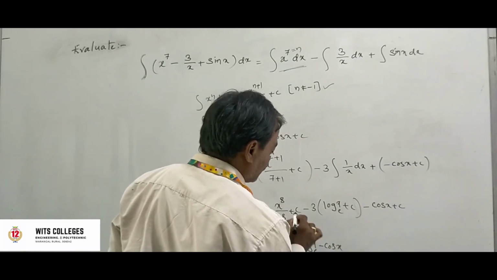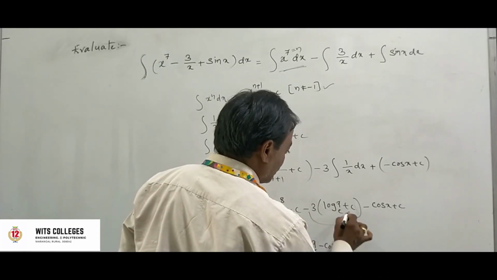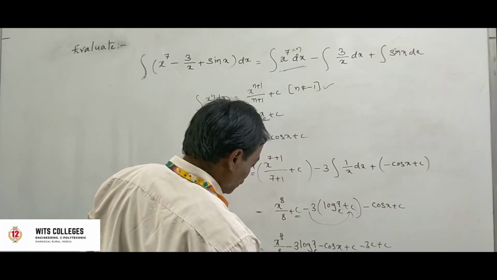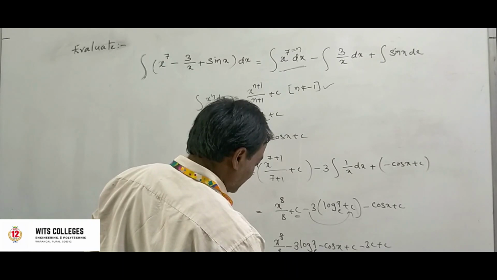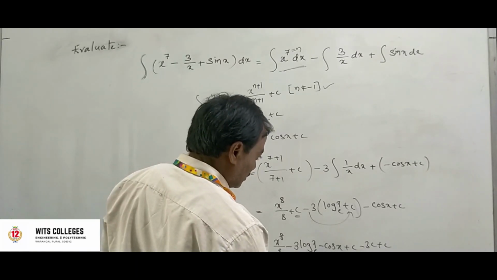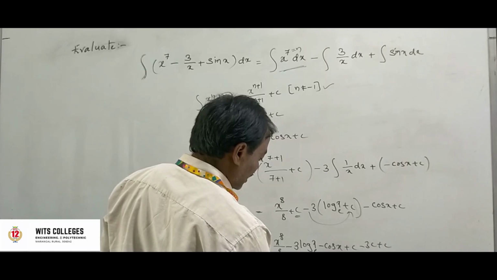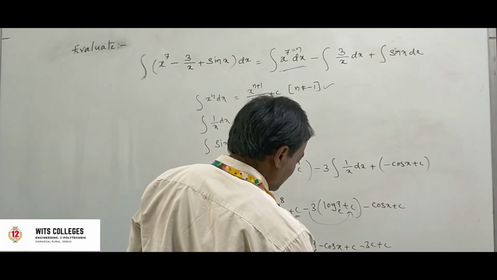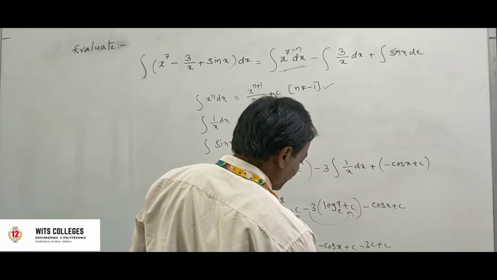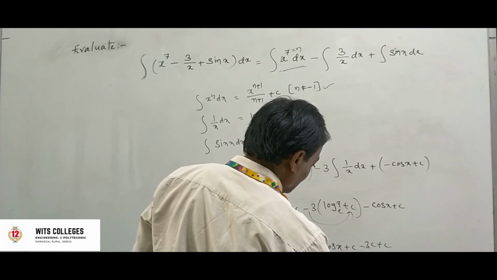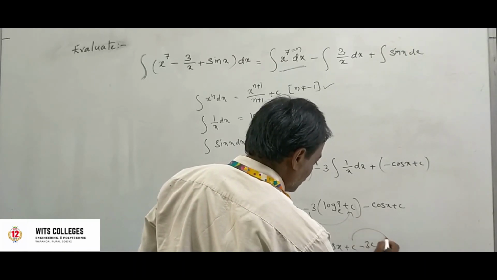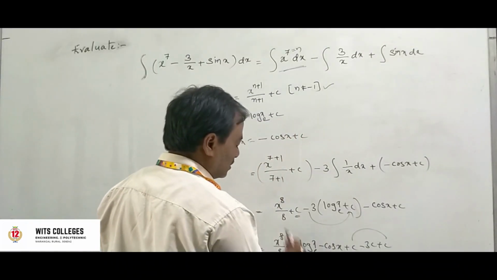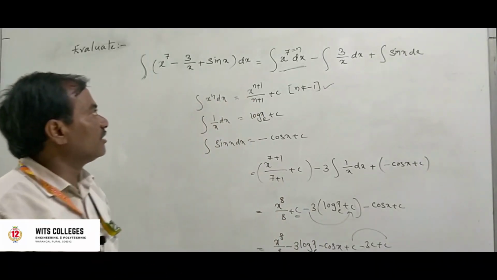Then we write the c terms. What is c here? Plus c, minus 3c and plus c. So finally this is equal to x to the power of 8 by 8 minus 3 log x to the base e minus cos x, plus c1, where c1 equals minus c. So 2c minus 3c means we are getting minus c. So c1 equals minus c. So this is the evaluation of the given integral.